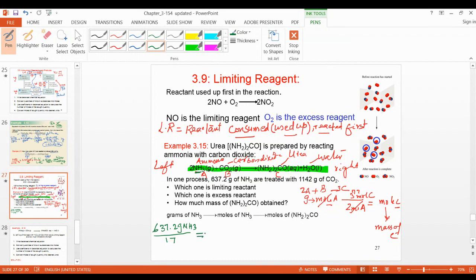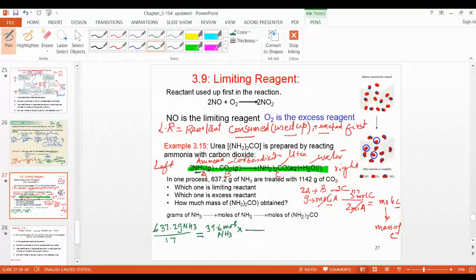So how much will you get? 673.2 divided by 17, we will get 39.6 moles of ammonia.